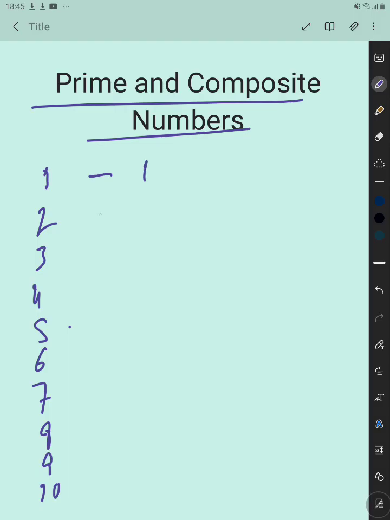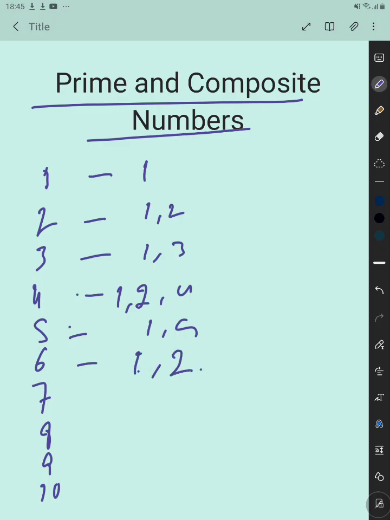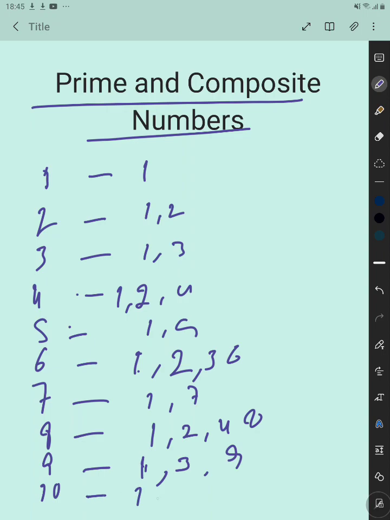Number 1 has only one factor, 1. 2 has factors 1 and 2, 3 has factors 1 and 3, and 4 has 1, 2 and 4. 5 has 1 and 5. 6 has 1, 2, 3 and 6. 7 has 1 and 7, and 8 has 1, 2, 4 and 8. 9 has 1, 3 and 9, and 10 has 1, 2, 5 and 10.